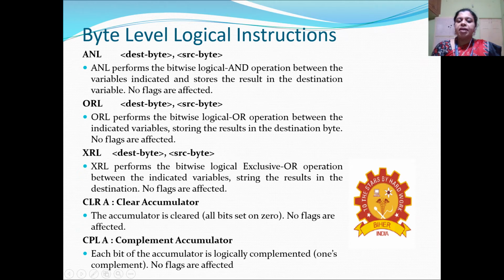And next is the CLR A. That is, when we want to clear the content of the accumulator, we will be using CLR A. And here again no flags are affected. And if you want to complement the content, meaning if you want to change the 1 to 0 and 0 to 1, we will be using CPL A. So here each bit of the accumulator is logically complemented, and here again no flags are affected.